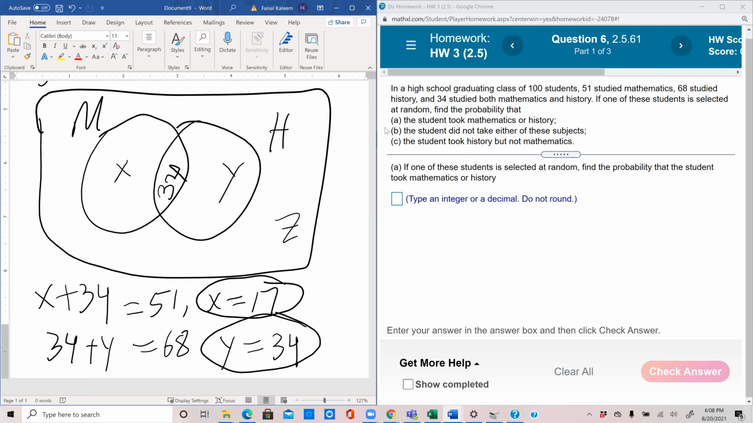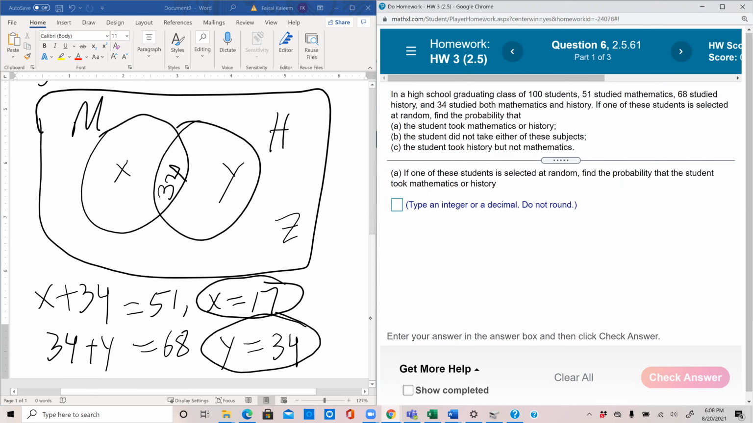So now in part A, I have to find the probability that the student took math or history. So math or history from this figure is X plus 34 plus Y, because both of these circles together form math or history. So X plus 34 plus Y is math or history.